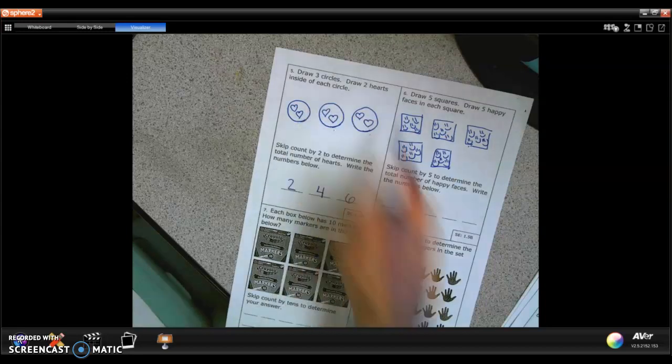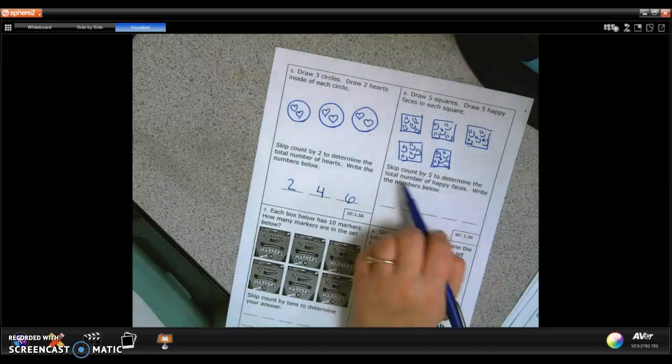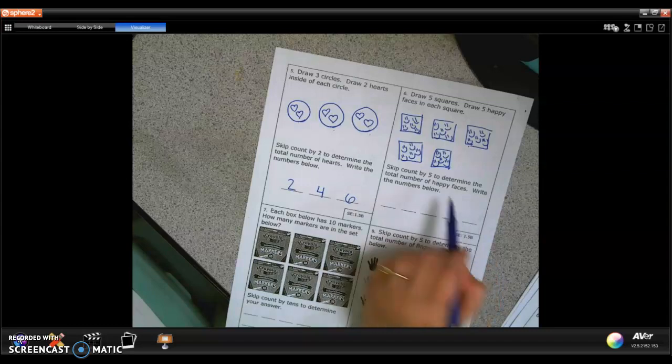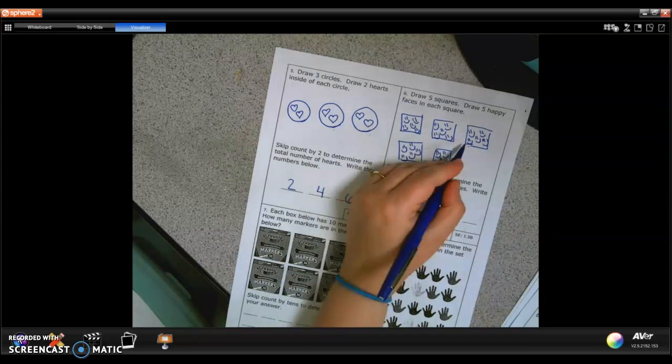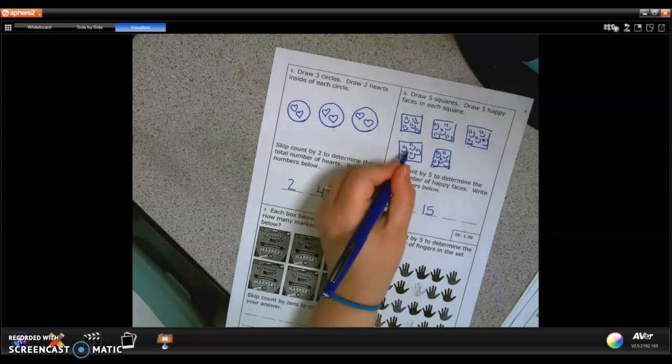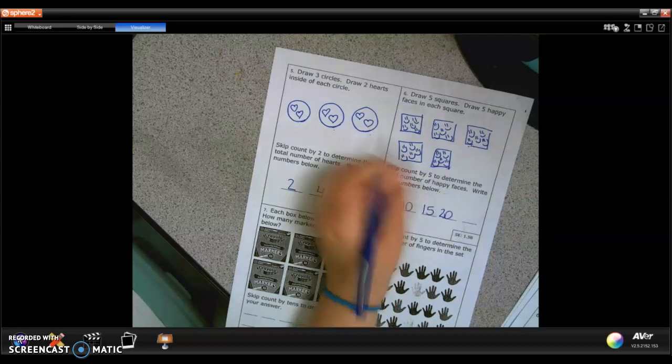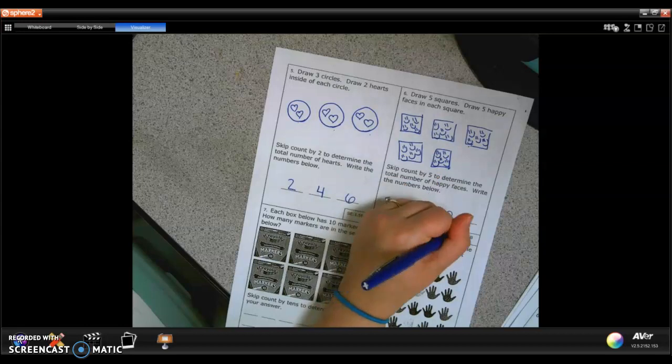So now they want me to skip count by 5s to determine the total number of happy faces. Write the numbers below. 5, 10, 15, 20, 25.